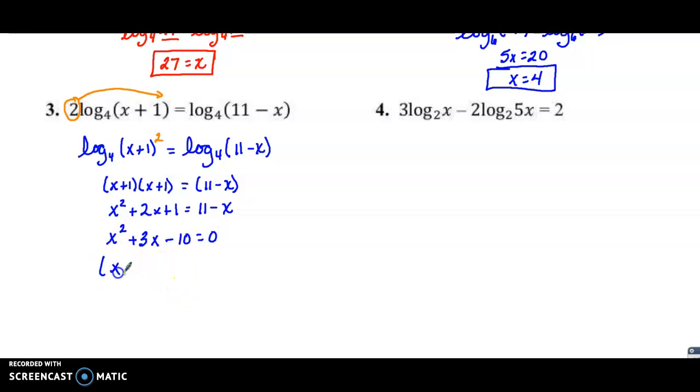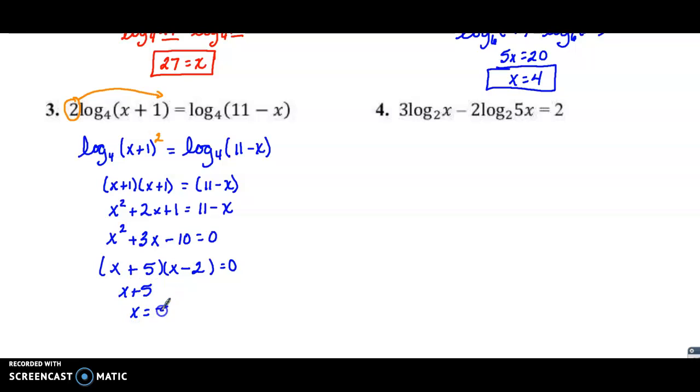Now I factor this, x and x. Factors of 10 that will give me 3 would be 5 and 2. To be a positive 3, I need a positive 5 and a negative 2. Hopefully you're getting better with your factoring. Setting each of those equal to 0.